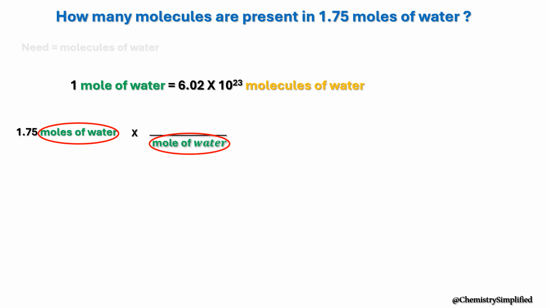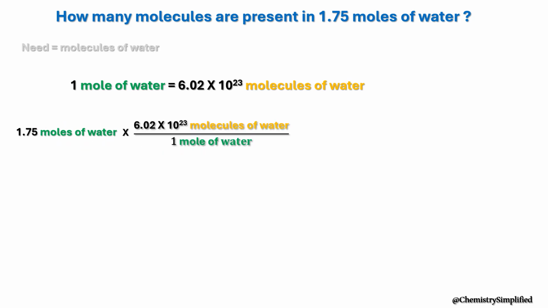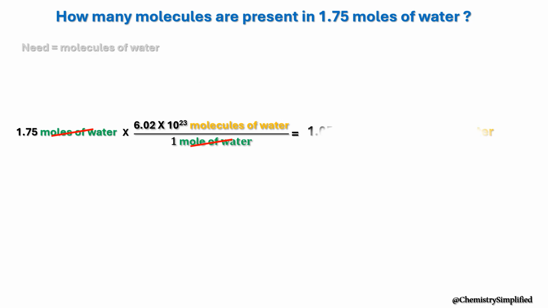And we know that 1 mole of water is equal to 6.02 times 10 to the 23rd molecules of water. So 1 mole goes on the bottom, and Avogadro's number should go on the top. All we have to do is to cross out the moles, and the answer is 1.05 times 10 to the 24th molecules of water.